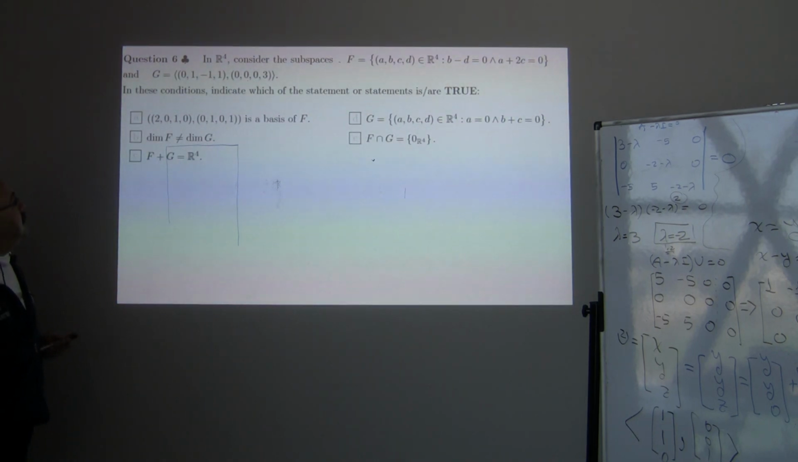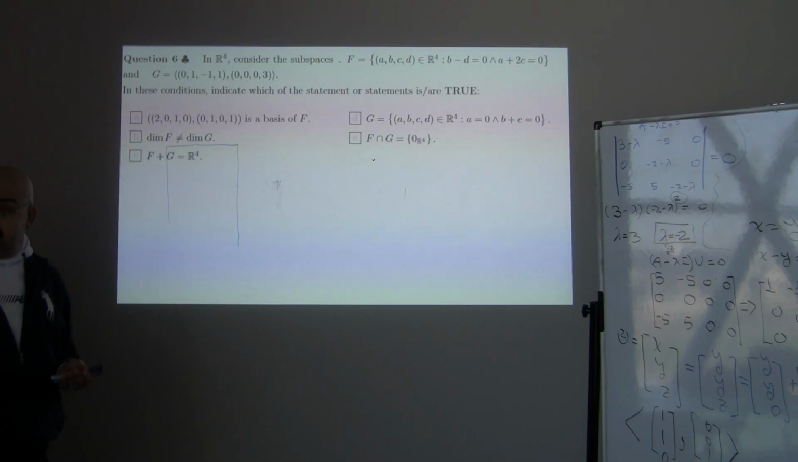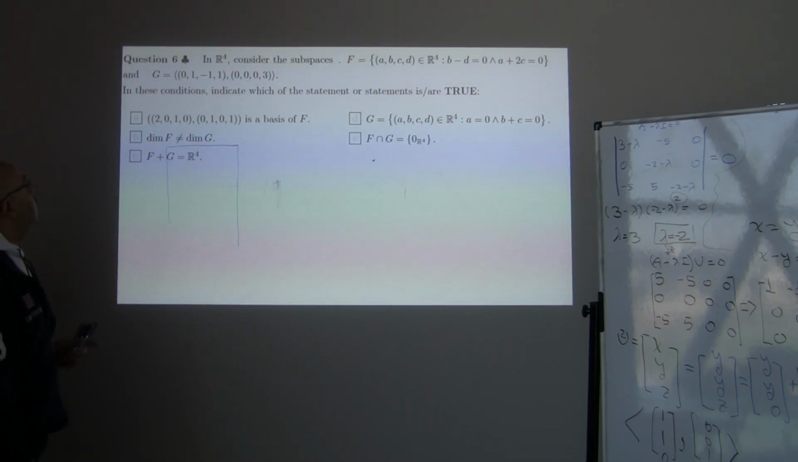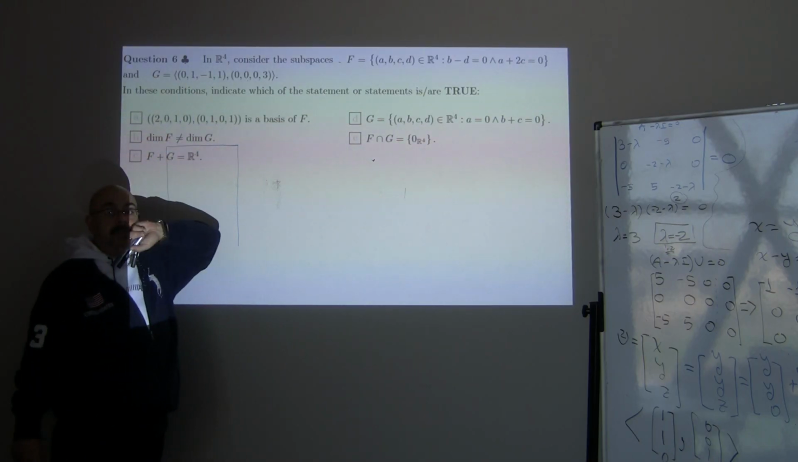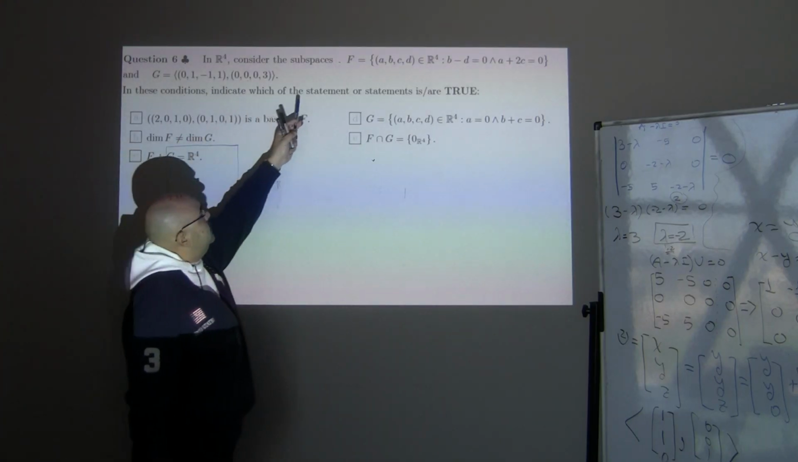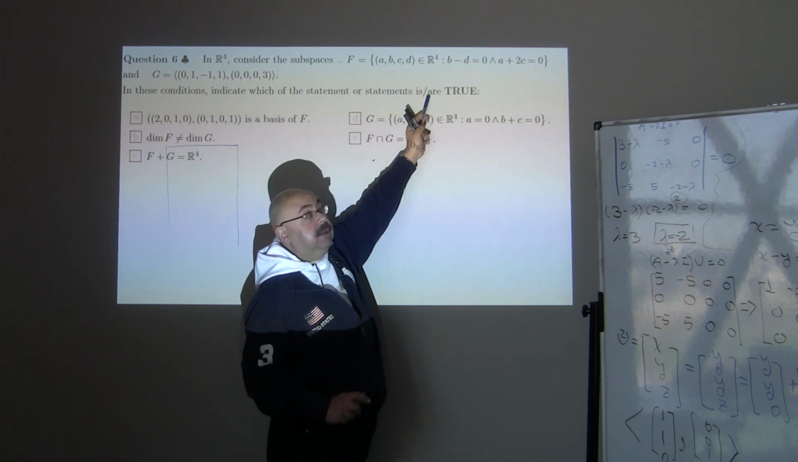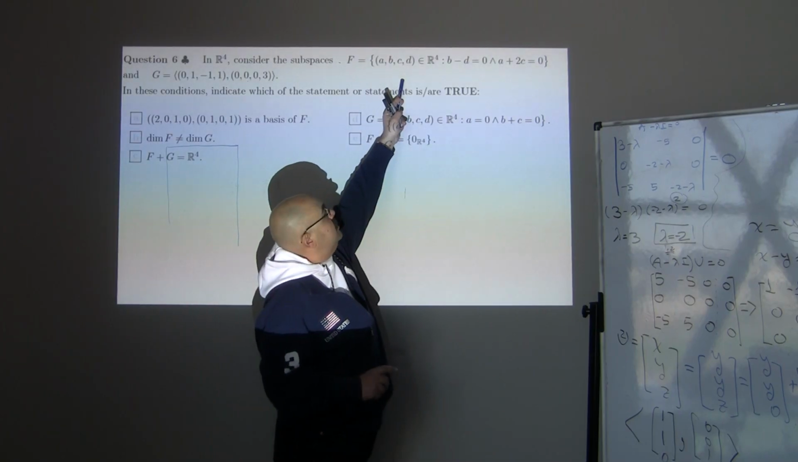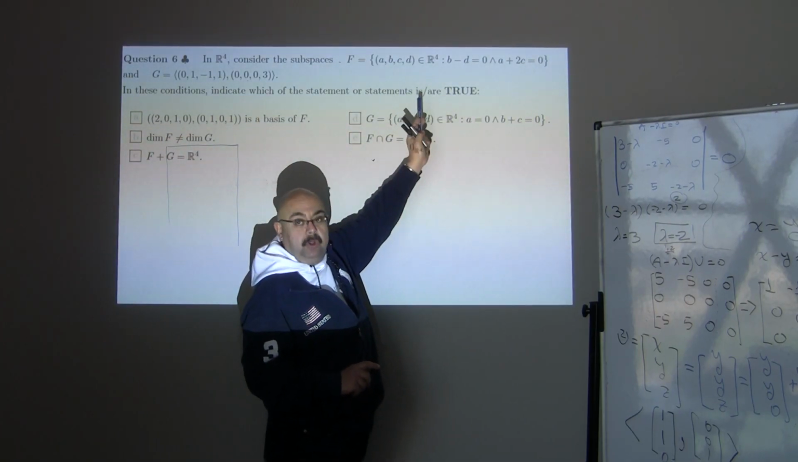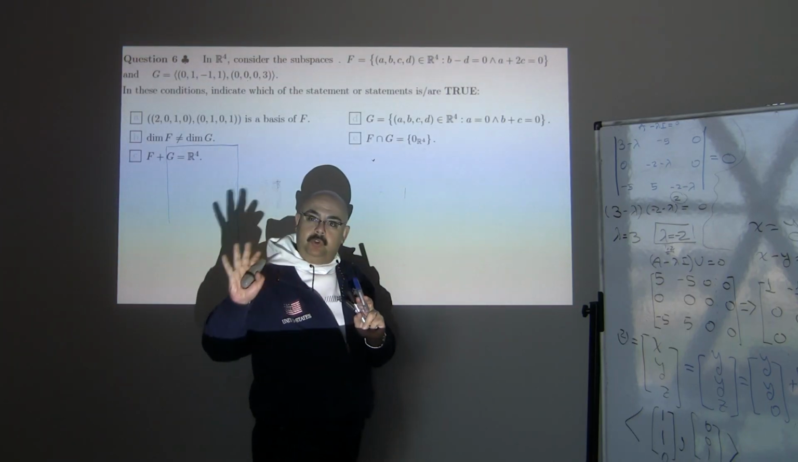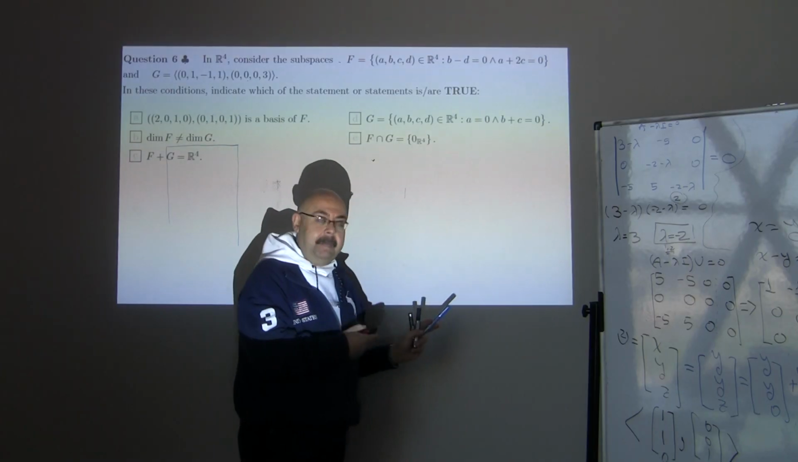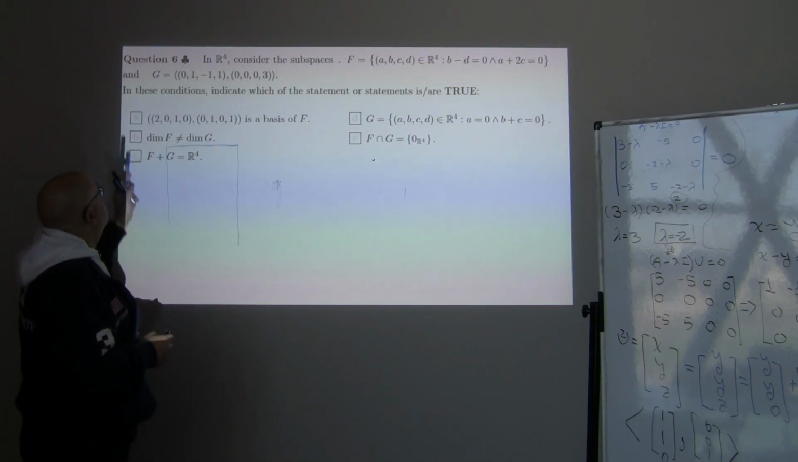طيب بالنسبة للـ question number 6، in R4 consider the subspaces F, A, B, C, D belongs to R4، B minus D equal to 0 و A plus 2C equal 0. يبقى أنا هنا مديلك الكونديشنز اللي تقدر تطلع بيهم الـ basis، بعدين مديلك الـ G basis بتاعتها. ده الـ subspace F اللي هو بيتكون من A B C D. دي الكونديشنز الفورمينج: B equal D، و A equal negative 2C. بالتالي أقدر أطلع منهم 2 vectors or more، دول الـ basis بتاعت الـ subspace. أو أنا أعملها دلوقتي، اوكي؟ وده الـ G دول الـ 2.